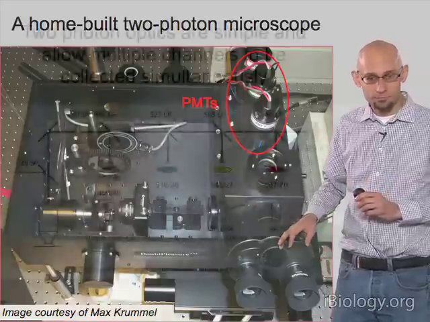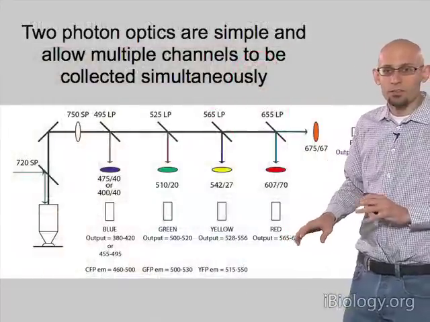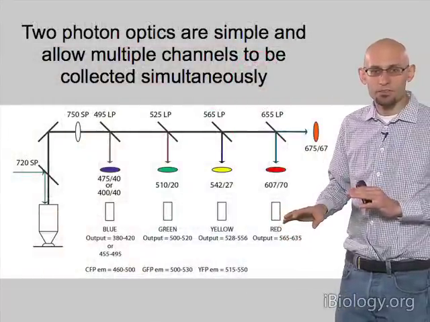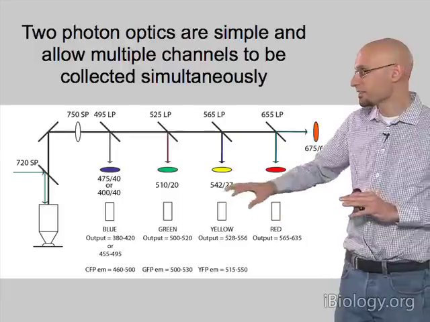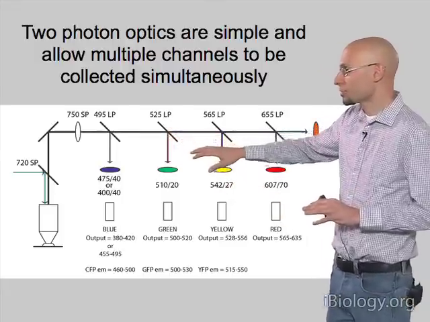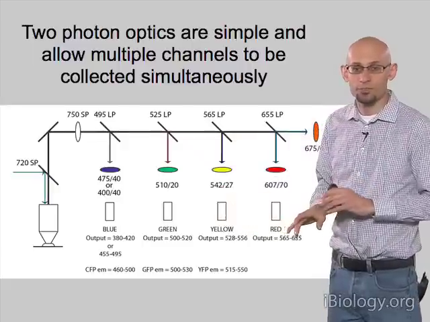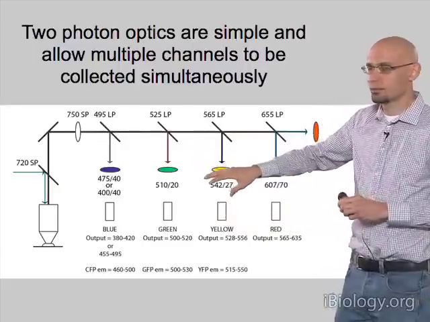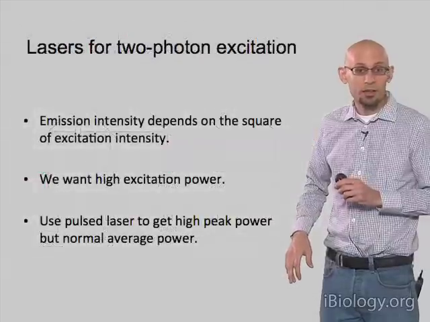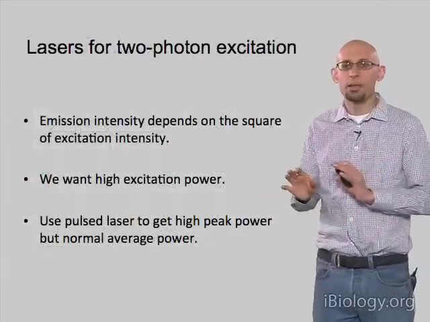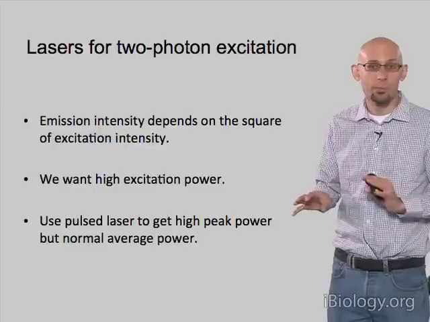So this allows you to do detection of multiple channels simultaneously. This is showing a scheme for splitting different wavelengths onto different PMTs so you can record multiple channels at the same time. I'll come back to this a little bit later. And so that's the basics of the two-photon microscope.